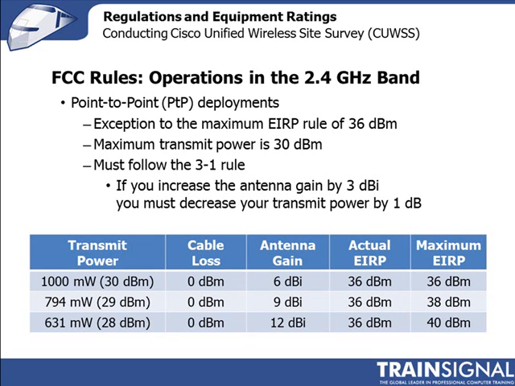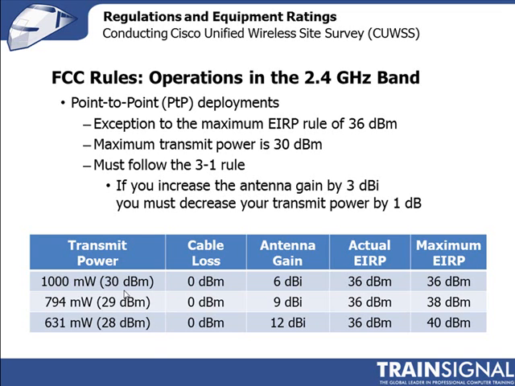So let's now take a look at the point-to-point deployments. And remember here, you're talking about a directional antenna, so you're focusing the energy in one direction. So for point-to-point, there's actually an exception to the maximum EIRP rule of 36 dBm. You still have a maximum transmit power of 30 dBm, but the maximum EIRP is changed. And in this case, you follow what's referred to as the 3-to-1 rule. So let's take a look at what that looks like.